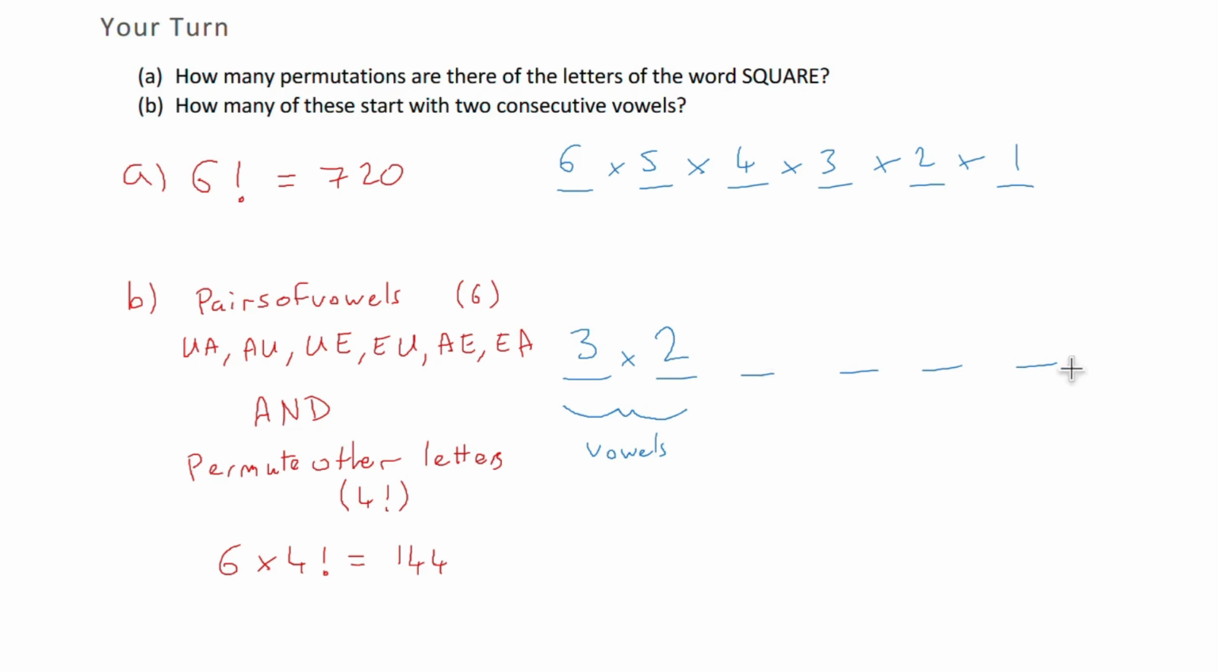Now let's think about the rest of the gaps. Well, for the next space, I've used 2 letters by this point, which means there are 4 letters remaining to choose from. And then 3, and then 2, and then 1. This is the 4 factorial that I was getting for the permuting other letters. So I do 3 times 2 times 4 times 3 times 2 times 1, and that will give me 144, the same as it did on the left.